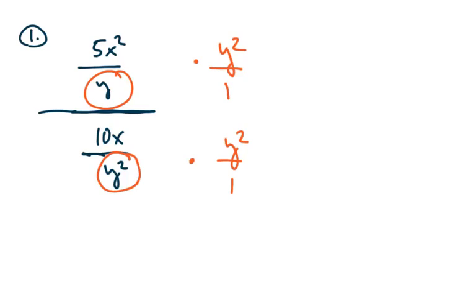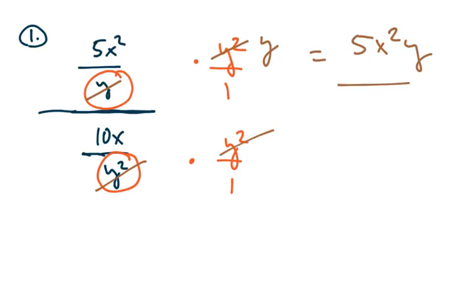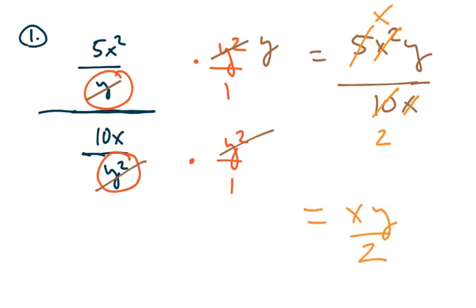Well, if we do this, y and this y squared will cancel and it'll leave me with y. So in the numerator, I'll now have 5x squared y. And the denominators cancel out, and we're left with just 10x. And from here, we can divide 5 into 10. We'll have 2 on the bottom. x goes into x squared, and you're left with the answer, which is xy over 2.